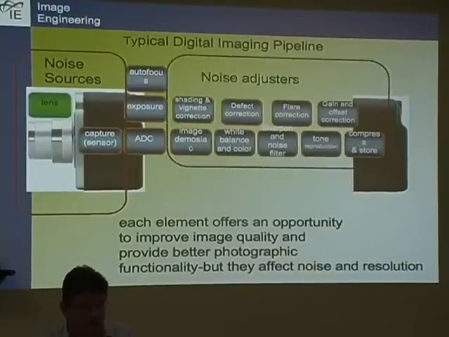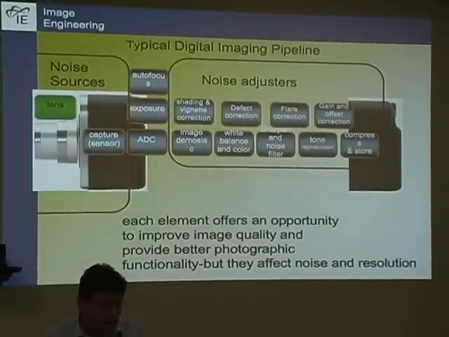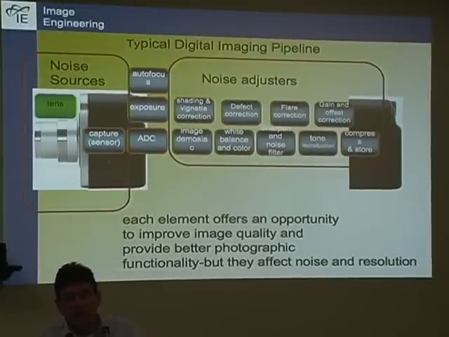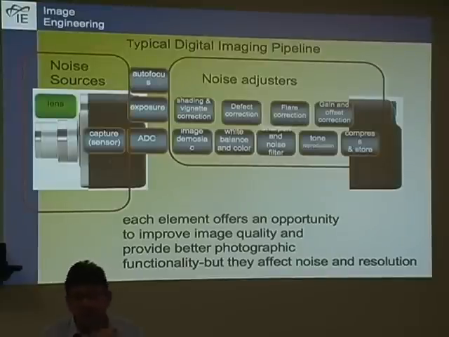But on the other hand, we have something that we call noise adjusters. So every single step in the image processing in that camera adjusts noise in a certain way. So if you do color matrixing, if you do shading correction, all that stuff, you change the amount of noise and the visibility of noise in images.